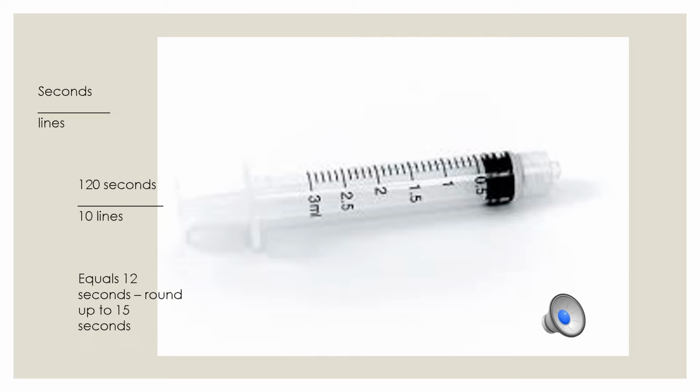So 2 minutes, we need to get that into seconds, so 2 times 60 is 120. So you're going to set up 120 seconds, and for 1 mL, because we're going to give 30 milligrams per milliliter, there's 1 mL in that, so you're going to have 120 seconds over 10 lines. So for the 1 mL, you have 10 lines. 120 seconds over 10 lines, you get the number 12. And when you're pushing medicines with a second hand, you want to round up in 5-second intervals. So you want to round up to 15 seconds.